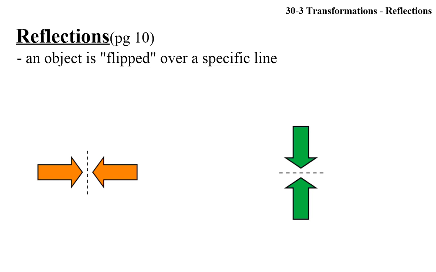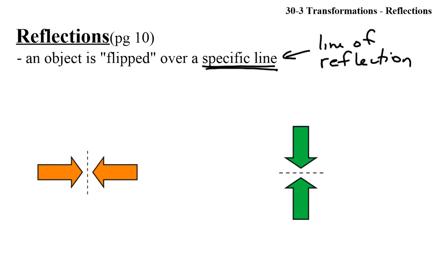Today, nice little quick one, a reflection, which is where we flip things. Now, there's a couple key points with reflection first. First of all, a reflection is flipped over a specific line, which is referred to as a line of reflection. A line of reflection has to be identified. You have to know what the line of reflection is in order to do a reflection.